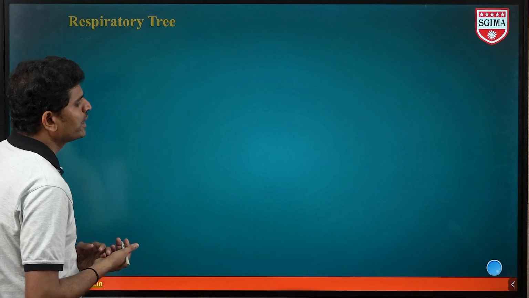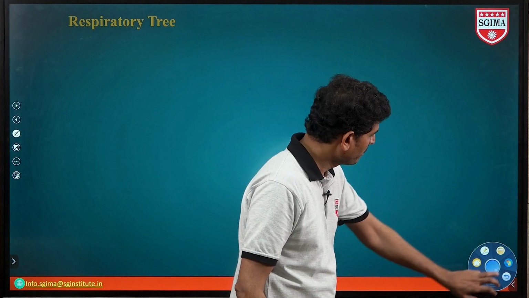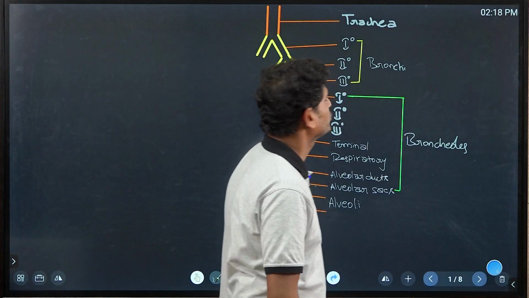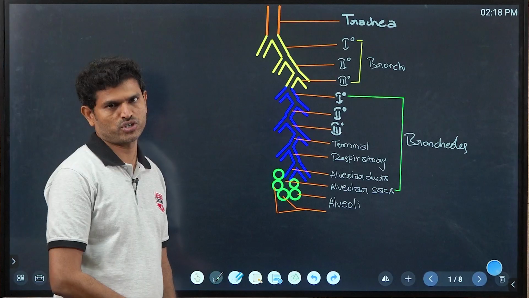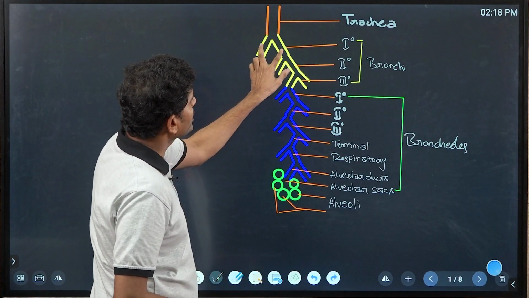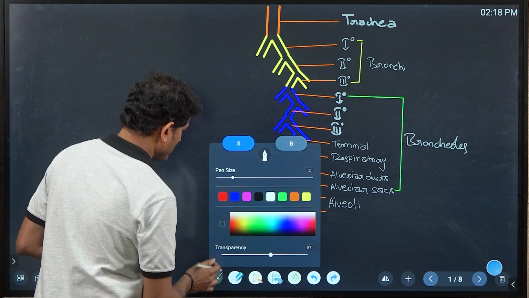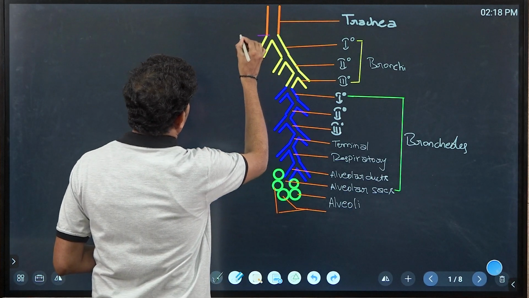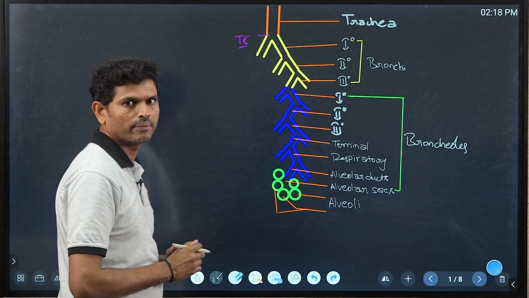Next, the respiratory tree. Here we can see the total respiratory tree and its branching. First, the trachea. The trachea divides at the level of the T5 vertebra. At the level of the T5 vertebra, this will divide as which one?